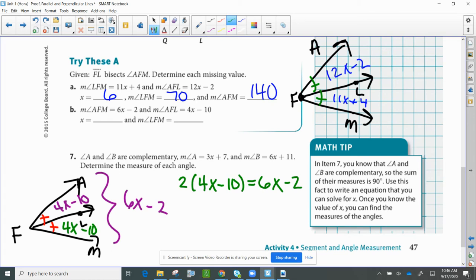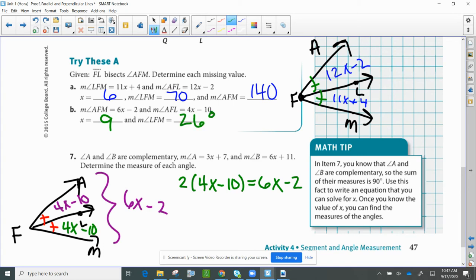So I'm going to go ahead and let you guys solve for x. Tell me what you get. Okay, we should have got that x is 9. So if we plug and chug to find LFM, LFM would be a total of 26 degrees.